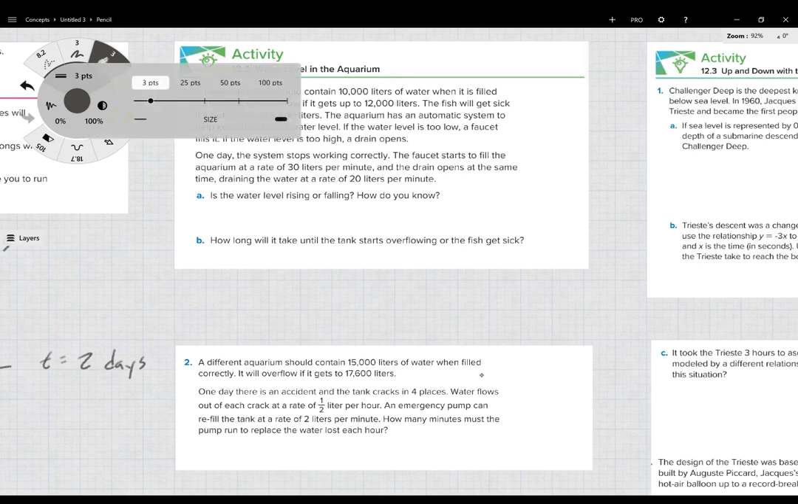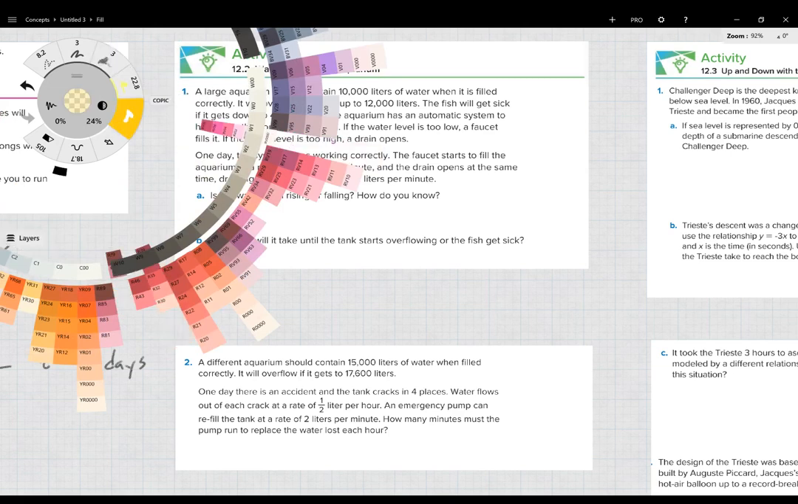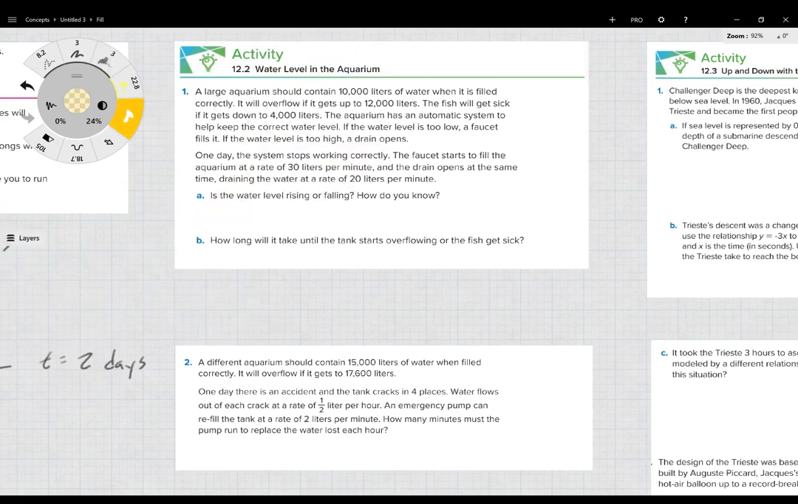So what we should be asking ourselves is what information is probably most important. So let's highlight a couple things. We know that if it overflows, it's at 12,000 liters. The fish will get sick at 4,000 liters. And then the faucet fills up at 30 liters per minute. So if it fills up, that's a positive amount. And it's draining at 20 liters per minute. If it's draining, that's a negative action.